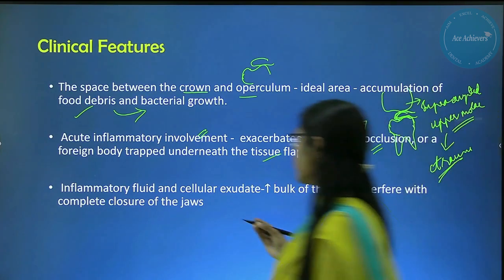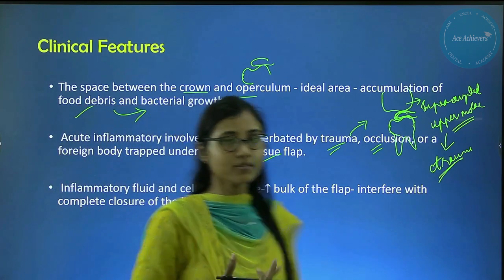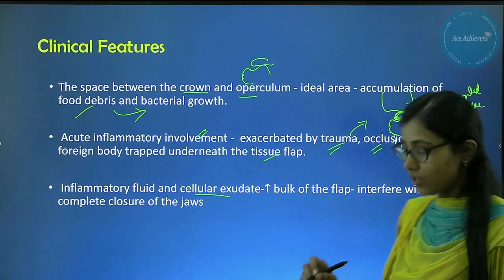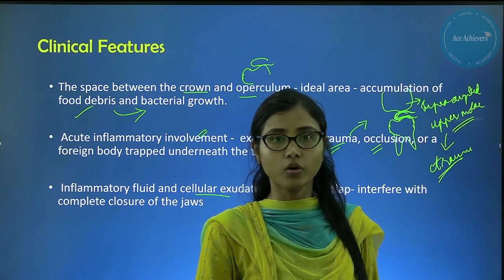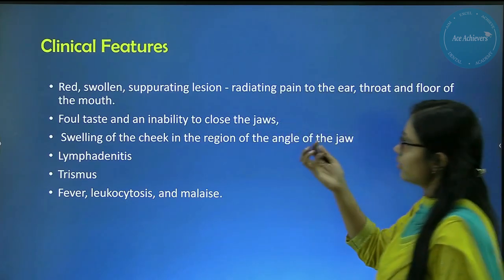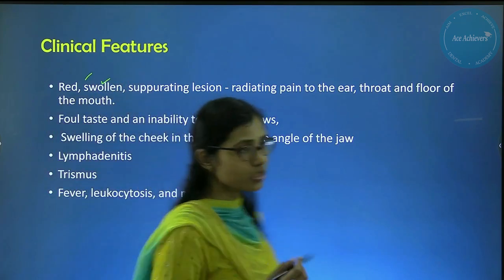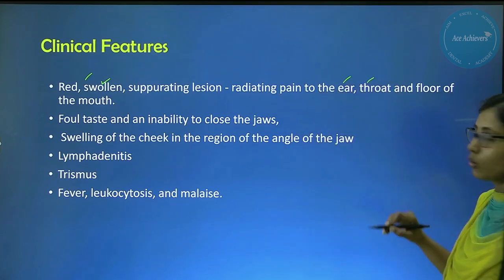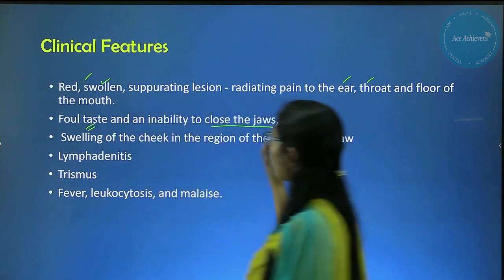Okay, so there is going to be some inflammatory fluid and cellular exudative process which is happening, which increases the bulk of the flap, leading to interference with the complete closure of the jaws. So these are some of the clinical features of pericoronitis. Now, as I've told earlier, the flap is going to be red, swollen, and it's going to be a suppurative lesion with radiating pain to the ear, throat, and the floor of the mouth. There is going to be a foul taste, and an inability to close the jaws.